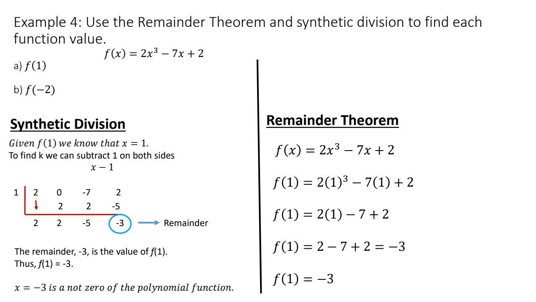There it is. I did my work. I'm trying to do it in my head. 2 times 1 is 2. The minus 7 is the minus 5. Then the minus 5 plus 2 gives me the minus 3.